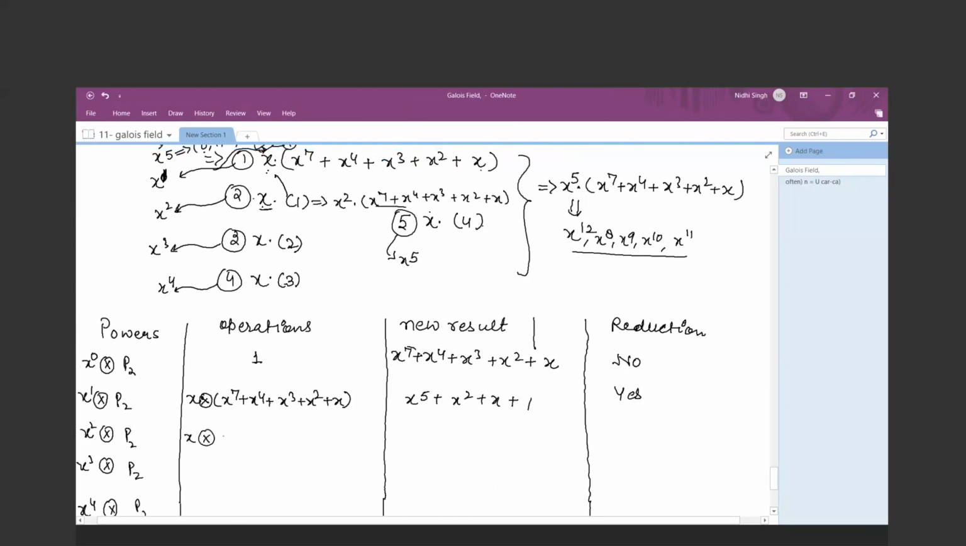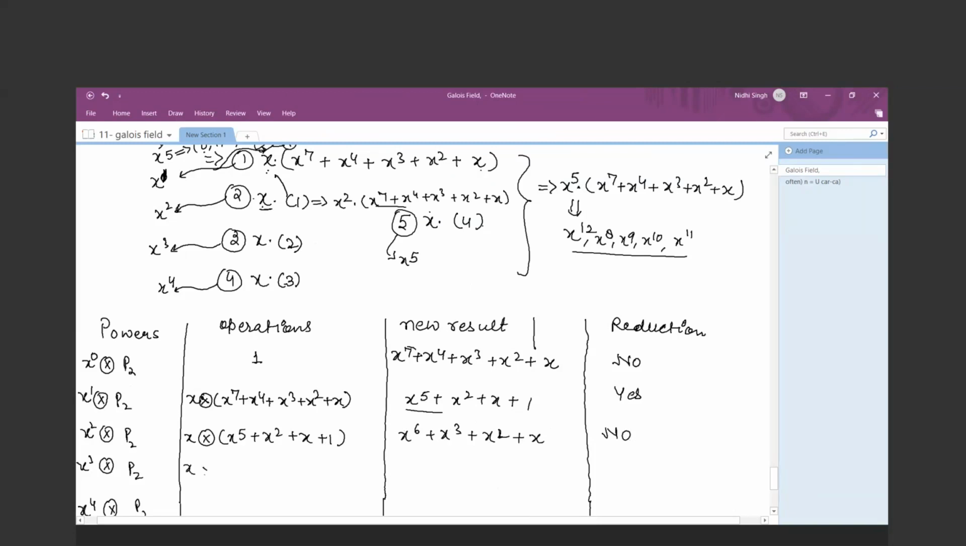And what is the result? Previous result is x to the power 5, x squared plus x plus 1. Now multiply, that is x6, x cube, x squared plus x. So check there is a need of deduction or not. There is no need of deduction. So the answer is no over there.